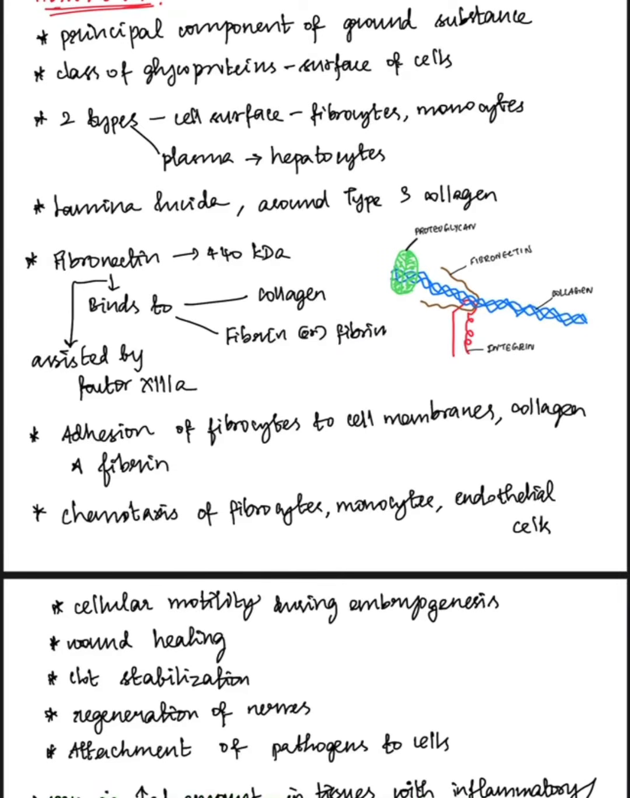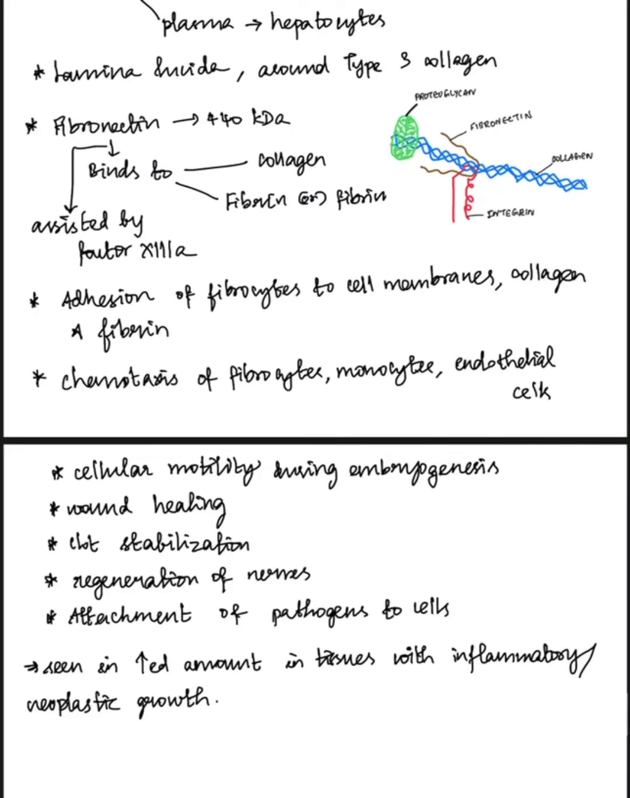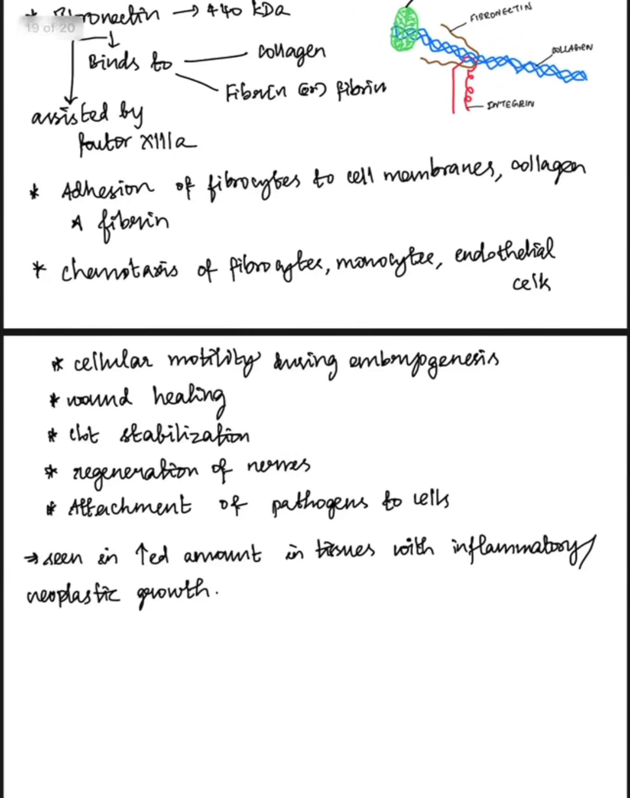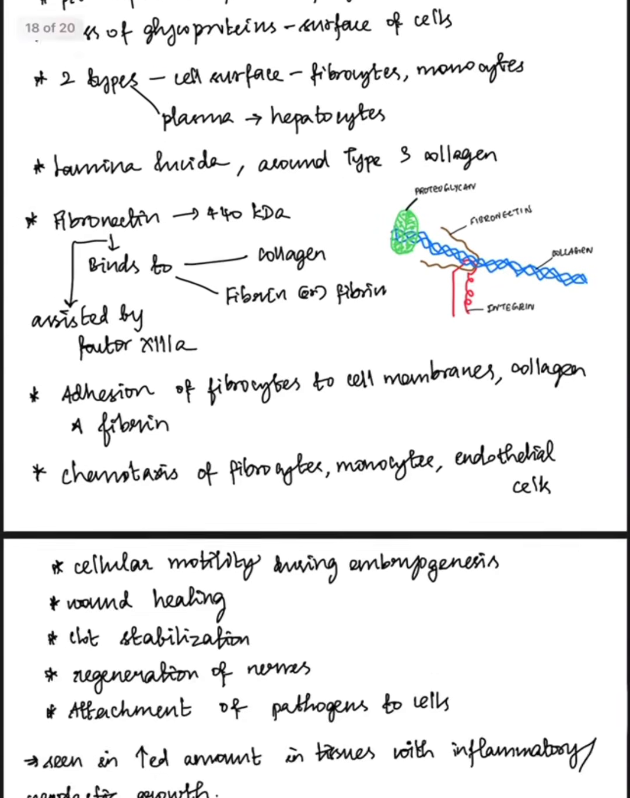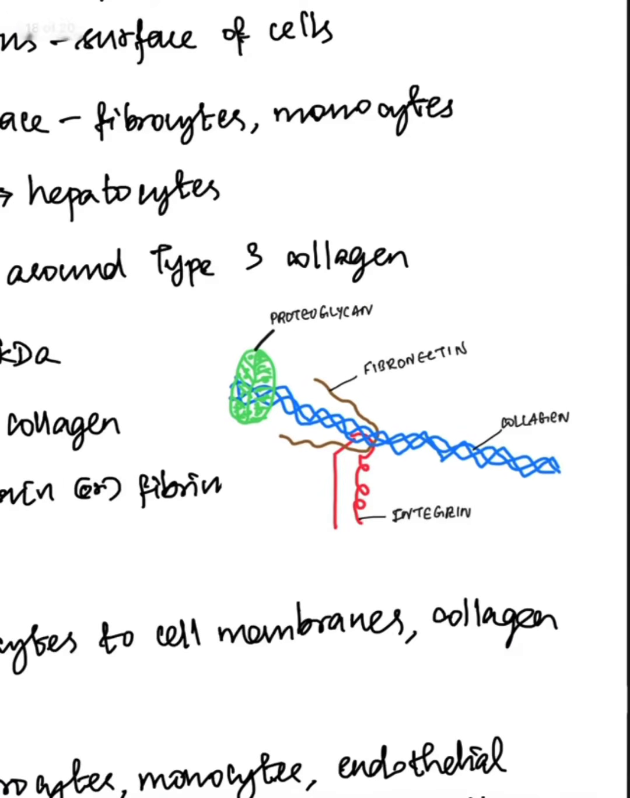It helps in the adhesion of fibrocytes to cell membranes, collagen and fibrin, and in chemotaxis of fibrocytes, monocytes and endothelial cells. During embryogenesis, it helps in cellular motility, wound healing, clot stabilization, nerve regeneration, etc. It is also seen in increased amounts in tissues with inflammatory and neoplastic growth. Here you can see the association between fibronectin and collagen.